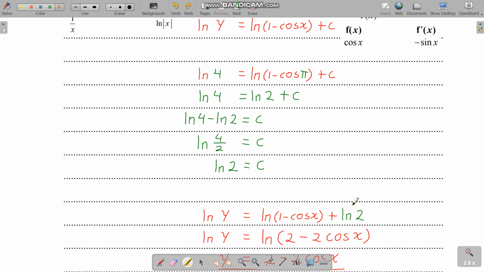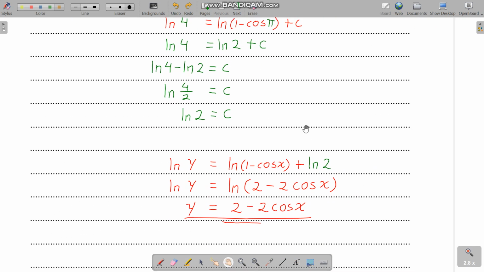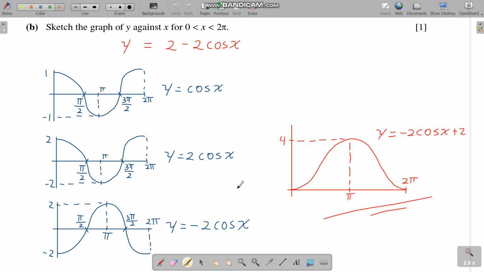We have the c, we have the particular solution. Now we need to express y in terms of x, so let's just combine the logarithms on the right. Addition becomes multiplication, so we multiply 2 times 1 minus cos, we get 2 minus 2 cos, and then we simplify again. We do e to the power of. On the left we have only y, on the right we have 2 minus 2 cos x, which is the final answer.